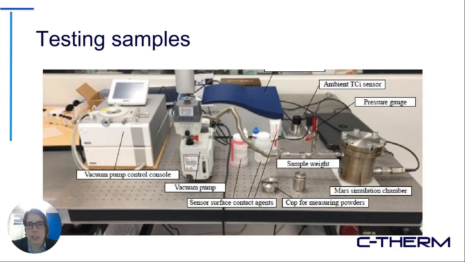So the test setup looked like this. They have another pressure cell, which they've called their Mars simulation chamber over on the right-hand side here. They've got pressure gauges and emergency relief valves, the ambient pressure TCI sensor, their vacuum pump, which they use to create the low atmosphere inside of the cell, and a control console for their vacuum pump.